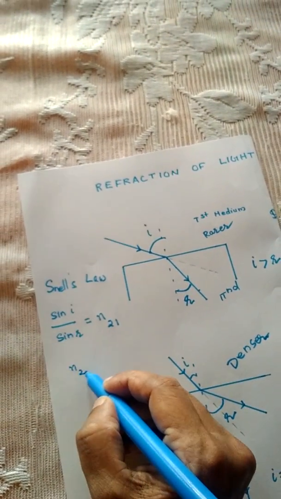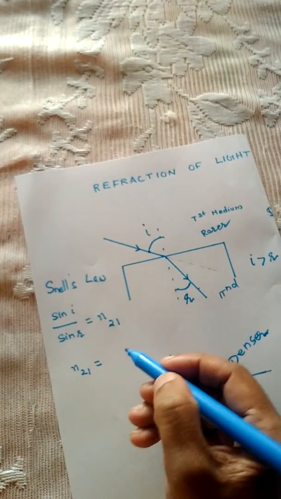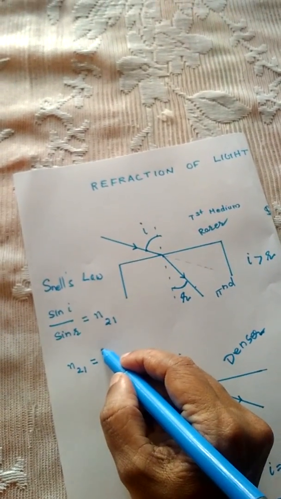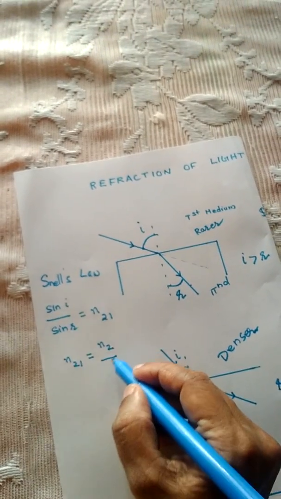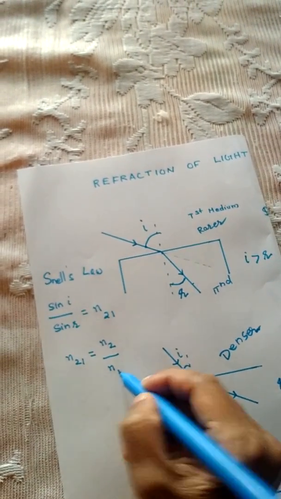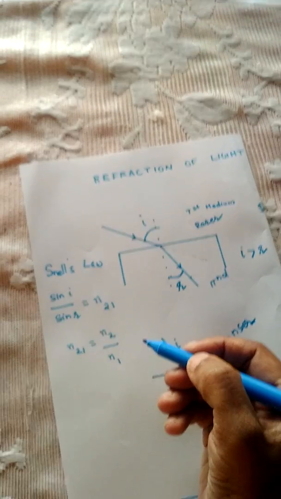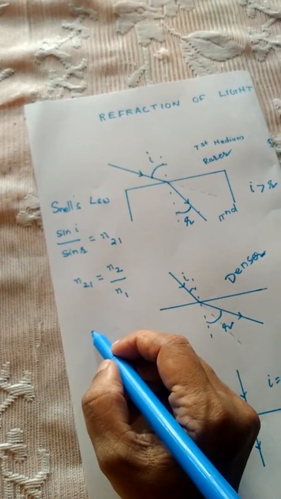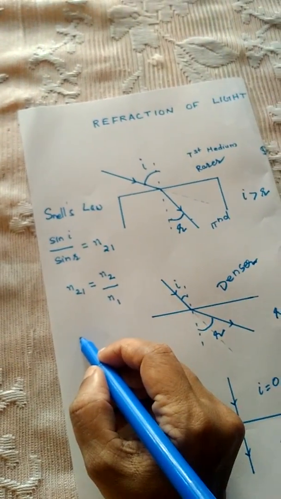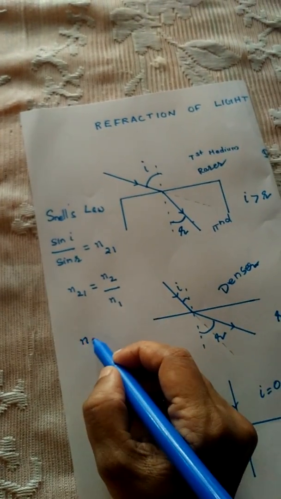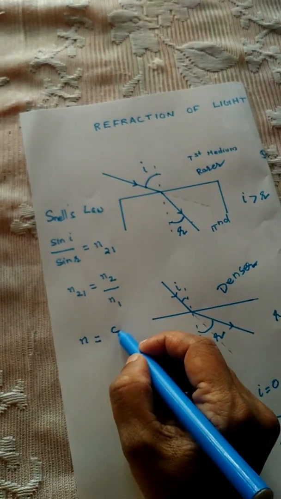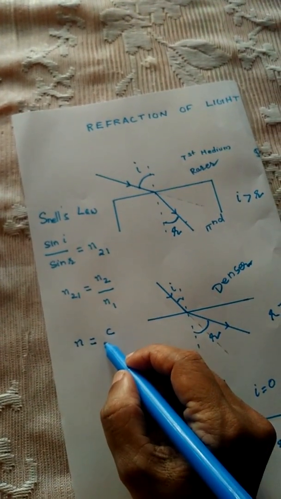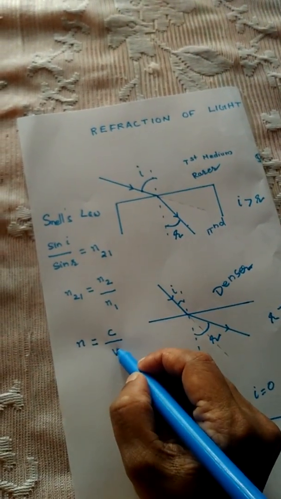n21, that is the relative refractive index, or it is the ratio of refractive index of second medium to the refractive index of first medium. We have already learned in 10th standard that the refractive index of a medium is the ratio of speed of light in air or vacuum to the speed of light in a medium.